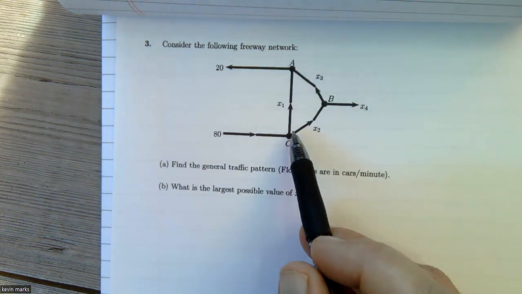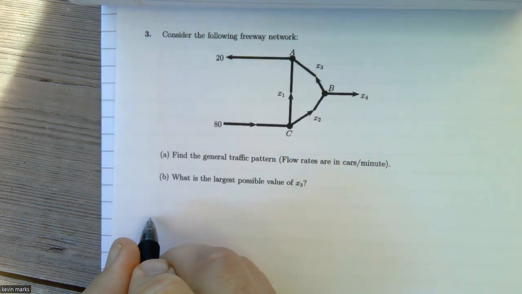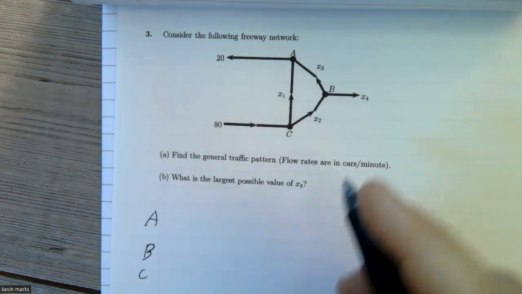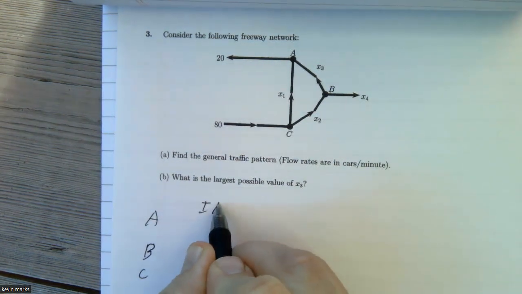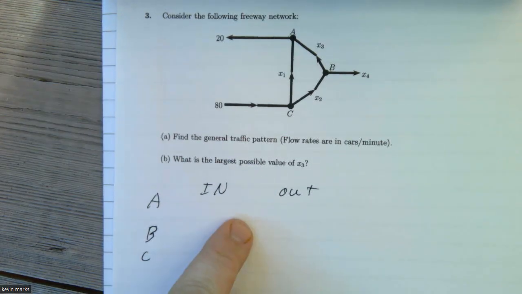You can think of each one of these nodes, or each intersection, as having something going on. A's got its own thing, B's got its own thing, and C's got its own thing. All right. So basically, what's got to happen? A is going to have a bunch of stuff flowing in, and a bunch of stuff flowing out. Whatever's coming in has got to be equal to the stuff flowing out.